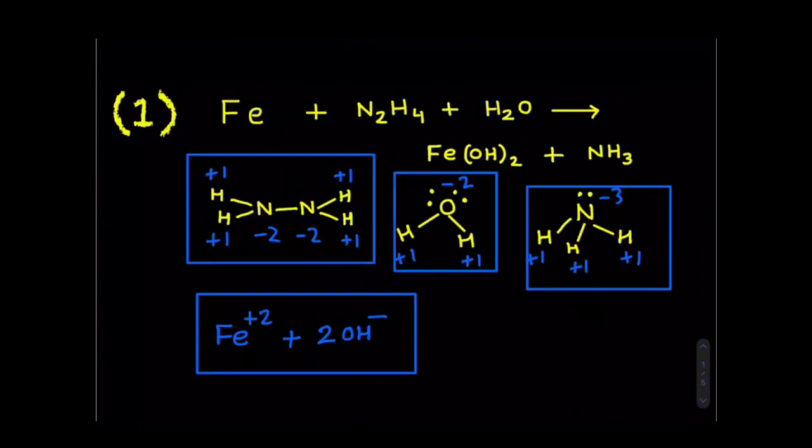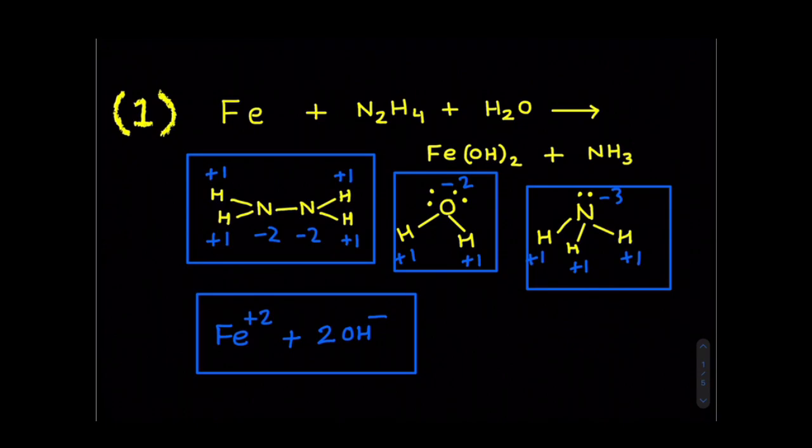We are starting with one example. Iron plus N2H4 plus H2O is converted into ferrous hydroxide plus ammonia. So if we see the oxidation number or oxidation state of different elements present in this chemical reaction, on the left hand side there is iron which is in zero oxidation state. In N2H4, nitrogen is present in -2 and all hydrogen atoms are present in +1 oxidation state. In water, oxygen is present in -2 and hydrogen is present in +1 oxidation state.